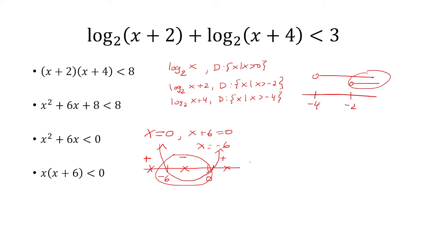So if we go back here, we said the solution was x being between negative 6 and 0, but clearly negative 6 to negative 2 is not part of the domain. The domain has to be greater than negative 2, so we're going to change this to say that x has to be between negative 2 and 0. And so this is our final answer.